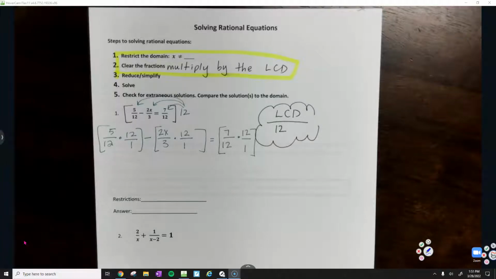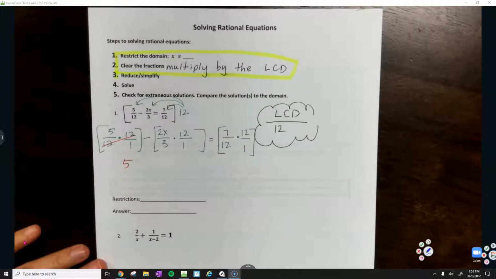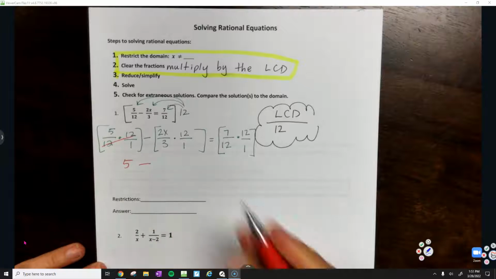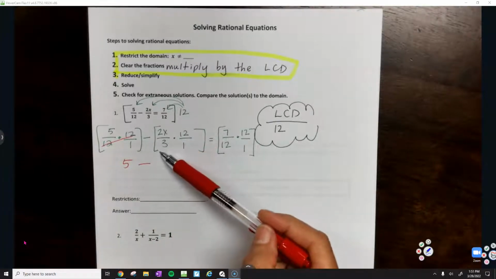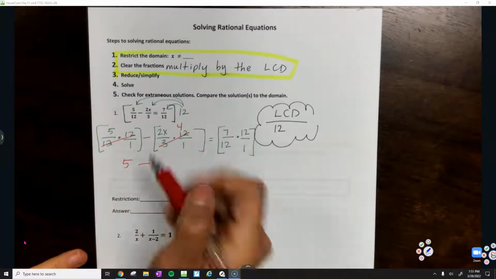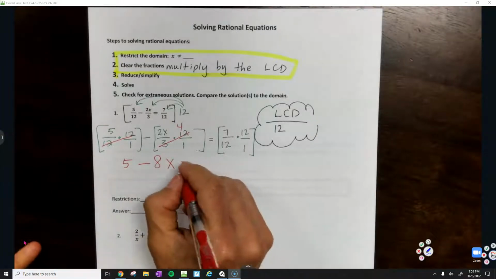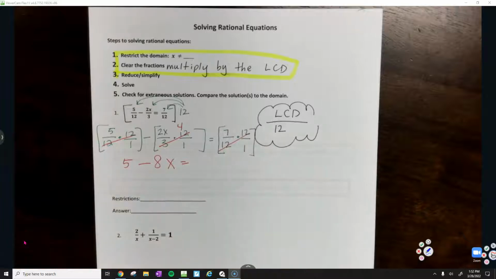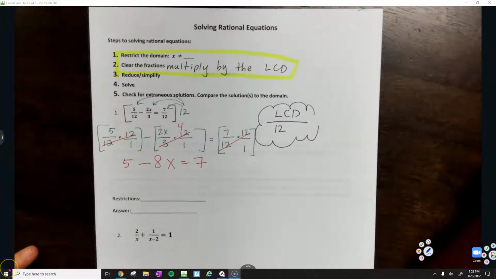So if you guys notice right here, these 12s are going to cancel out. That just leaves a 5. I'm going to recopy this minus. And guys, this 12 and 3, they don't cancel, but they do simplify to a 4. Great job. So a 2x times a 4 is going to be an 8x. And then I'm going to recopy the equal sign, and these 12s cancel out, and that's going to turn into a 7.